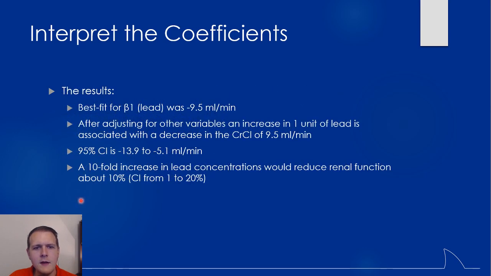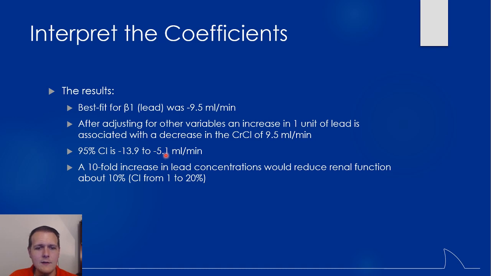The finding was that the best fit coefficient for the logarithm of the lead content was negative 9.5 mLs per minute, meaning that as the value of lead goes up by 1 unit, the creatinine clearance drops by 9.5 mLs per minute. They adjusted for the other variables, taking out the effect of age, body mass, etc., and this is what they came up with. Notice the confidence interval is negative 13.9 to negative 5.1.